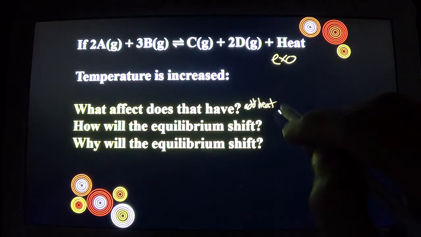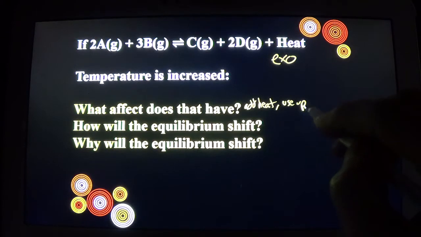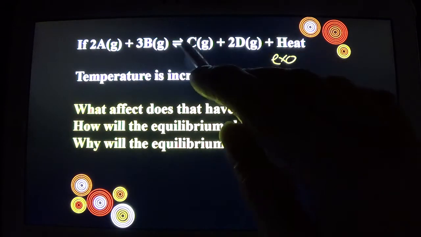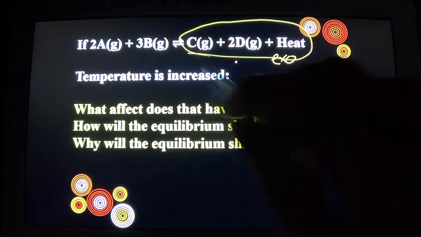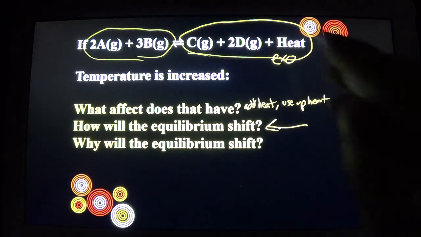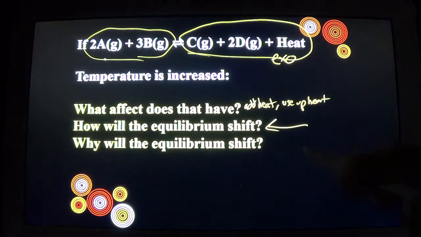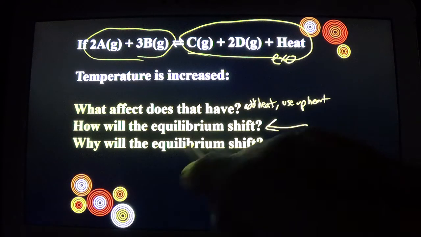What's it going to do? That's the opposite of that. It's going to try to use up heat. How is it going to use up heat? Make this side of the reaction reactants, make this side of the reaction products, shift to the left. Use up that heat as you use up D and C to make A and B, shift to the left. Why will this equilibrium shift? Again, it's not going to be a discussion of Q versus K anymore. It's now a discussion of we have a new K and what is that new K going to be?